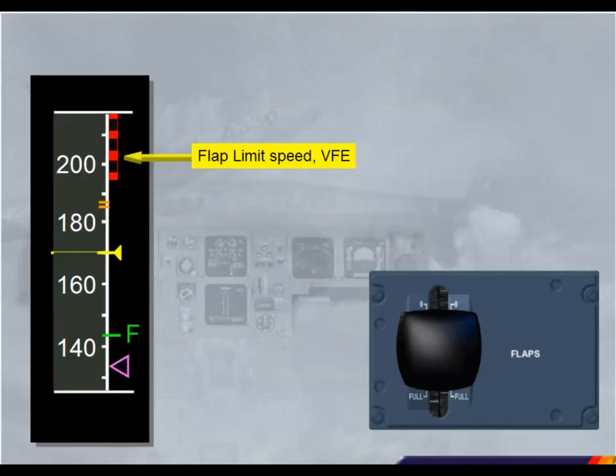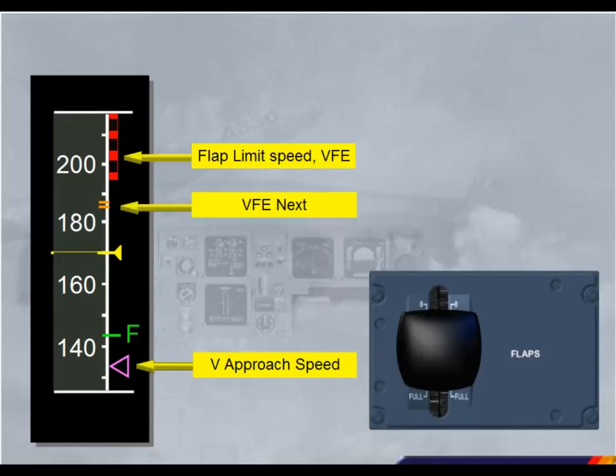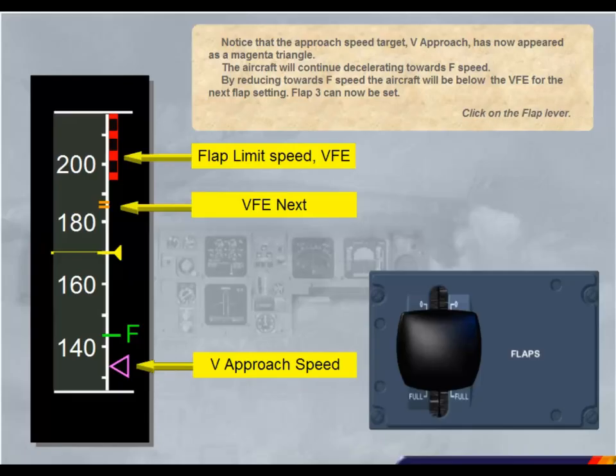Notice that the approach speed target, V-approach, has now appeared as a magenta triangle. The aircraft will continue decelerating towards F-speed. By reducing towards F-speed, the aircraft will be below the VFE for the next flap setting. Flap 3 can now be set. Click on the flap lever.